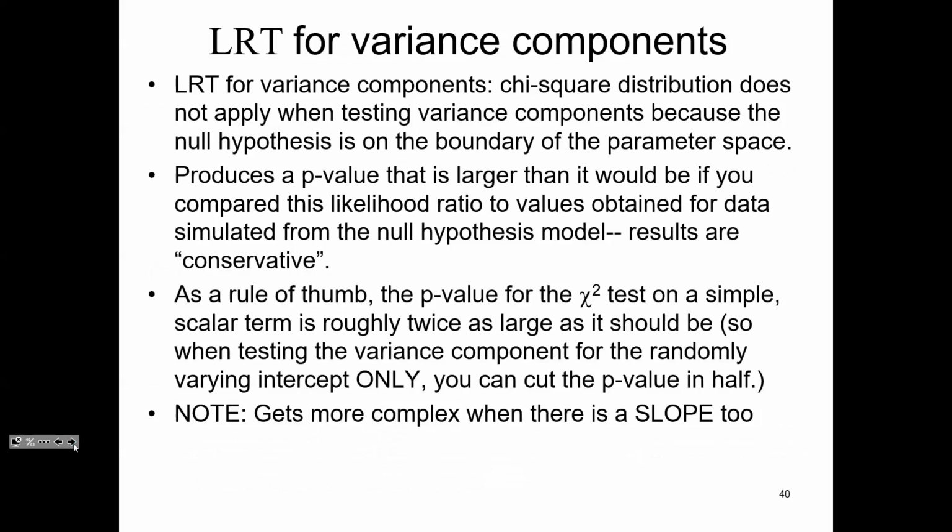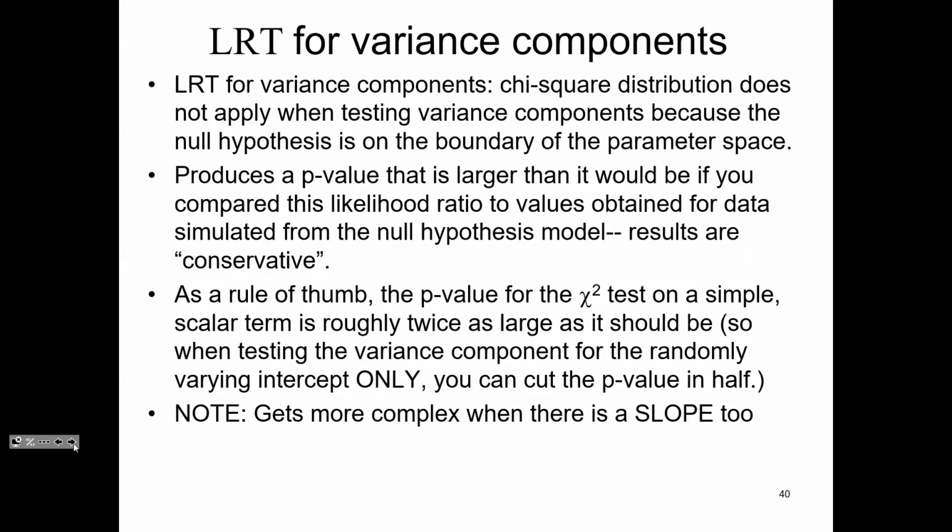Okay, so here we go. The likelihood ratio test for variance components: technically, the chi-square distribution doesn't really apply in the same way when we're testing variance components, because the null hypothesis is on the boundary of the parameter space, which means you get a p-value that is actually bigger than it should be. So if you don't take this into consideration, your results are conservative. You're going to end up saying you don't need a variance component when perhaps you do need a variance component.